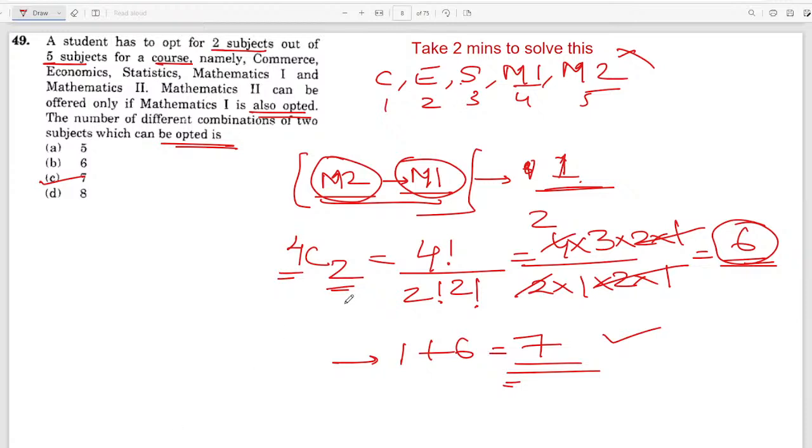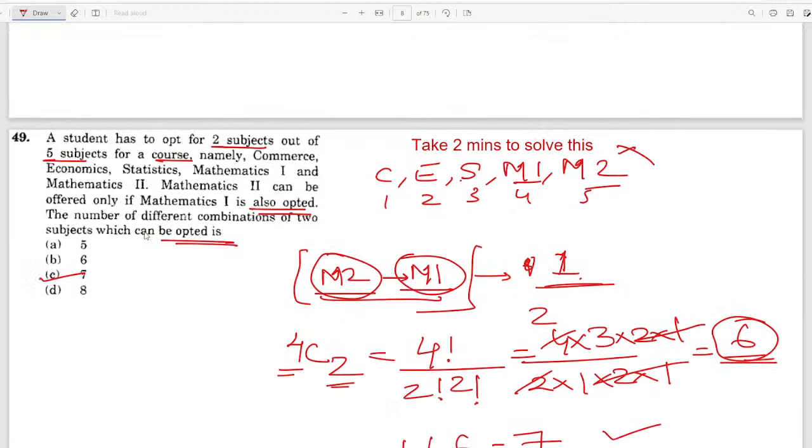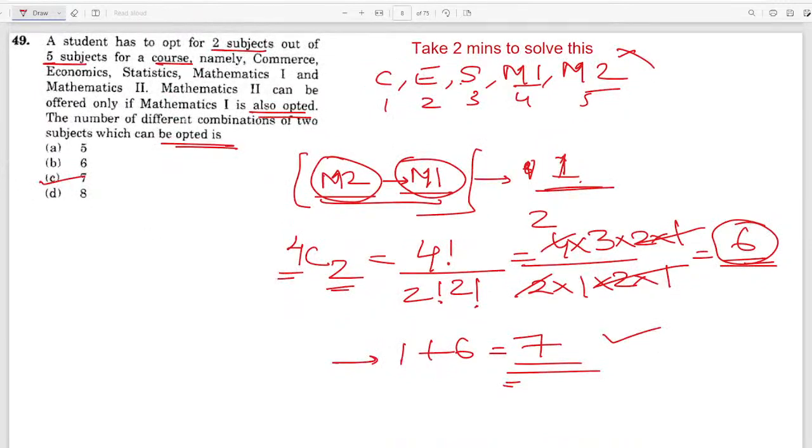See, we add 1 because 1 is one way of choosing these 2 combinations. They are saying M2, Maths 2 can be offered only if M1 is also opted. So you can take M2 only if M1 is there. So I'll just note down the combinations here. One is M2, M1. This is 1.